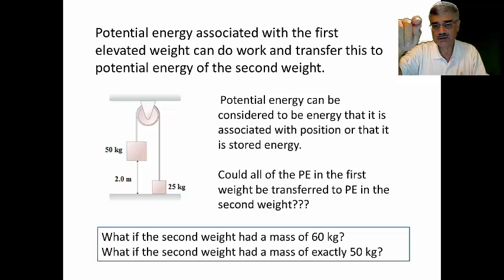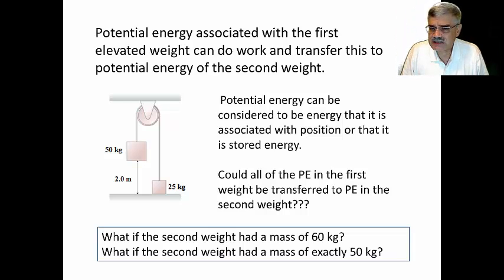Would it reach a balance, or would it? Think about it. As you think about this, you may think of other subtle things like, what about that pulley? Is it a frictionless pulley? And things of this sort, things that perhaps we'll talk about later. But in general, this is the way that potential energy can be used to perform mechanical work on a second object.